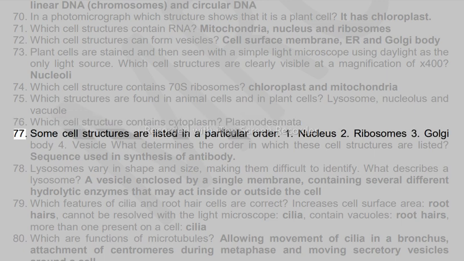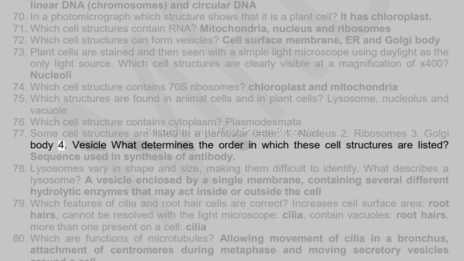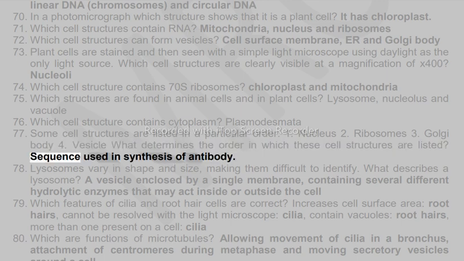77. Some cell structures are listed in a particular order: 1. Nucleus, 2. Ribosomes, 3. Golgi body, 4. Vesicle. What determines the order in which these cell structures are listed? Sequence used in synthesis of antibody.